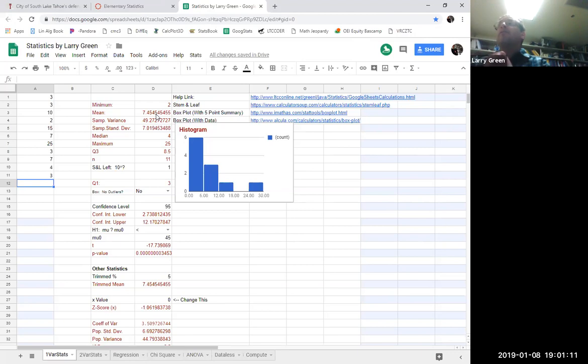Okay, so I want to go through some of these statistics. If you think of it as a census, as the whole population, we call these parameters.